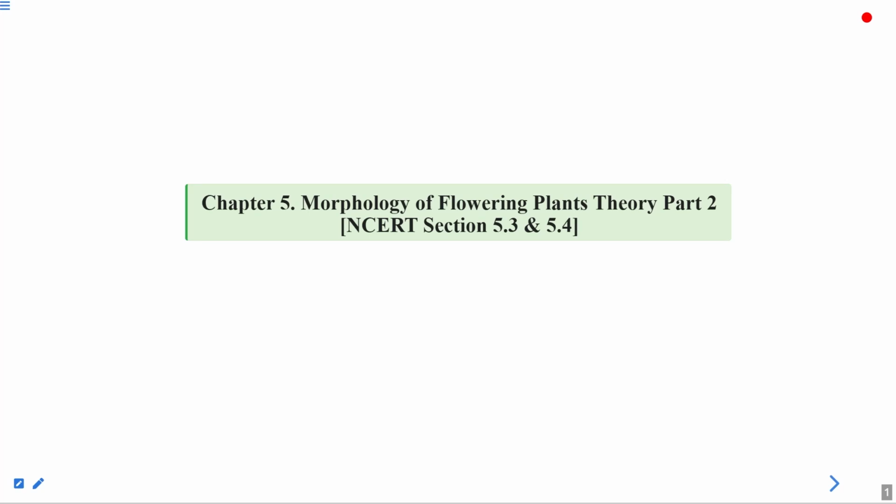And today we'll be discussing the theory related to the chapter Morphology of the Flowering Plants. So, this is part 2 of the lecture. In this lecture, we'll discuss NCERT sections 5.3 and 5.4.